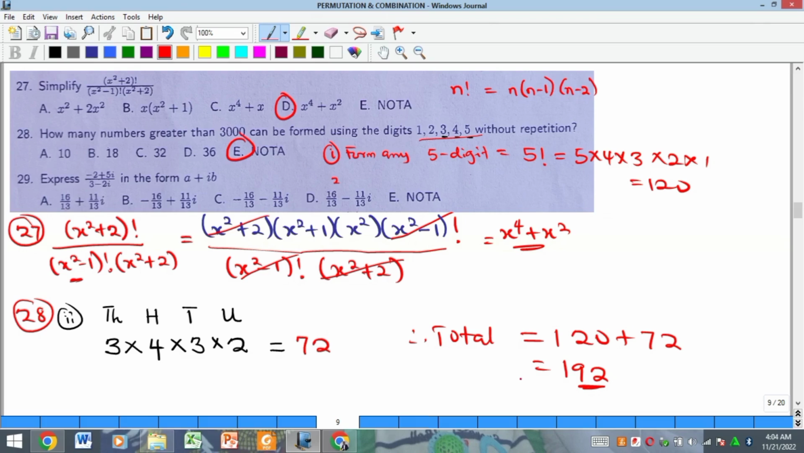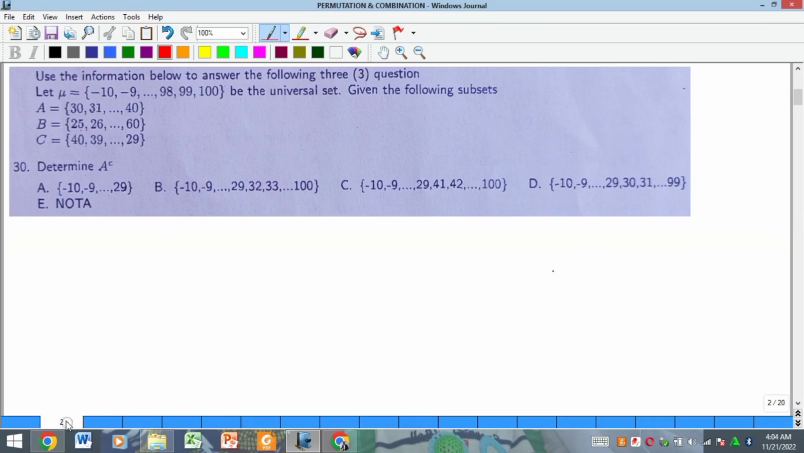Okay, so quickly we then go to number 30. Now look at this one. It says that we should use the information below to answer the following three questions. That's from 30 to 31 and 32. Remember, I said that there are 33 questions. So let's look at this.